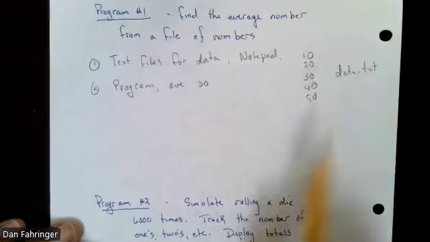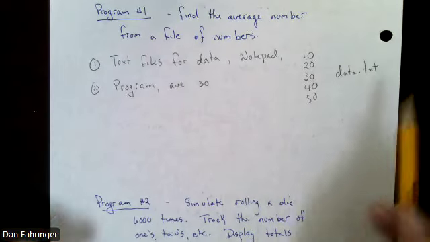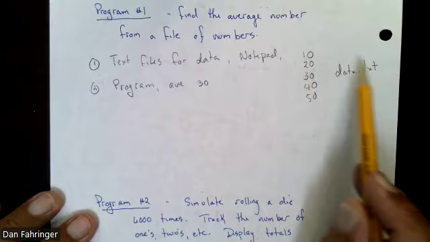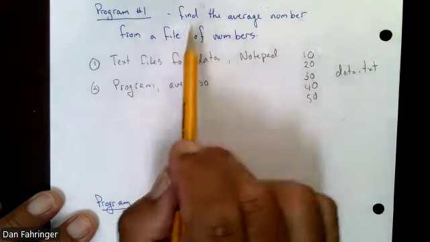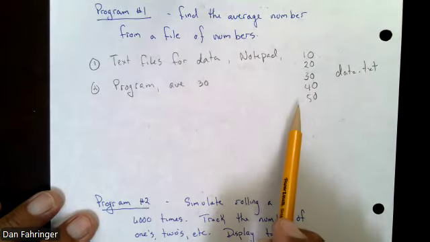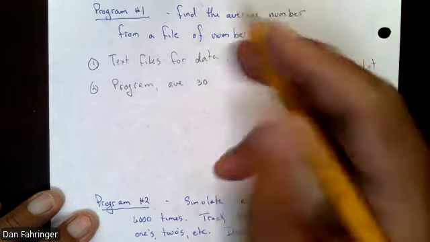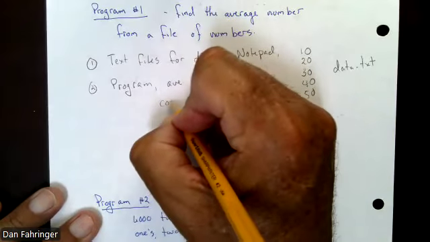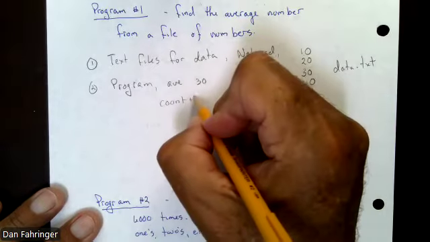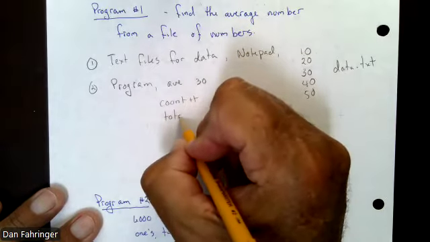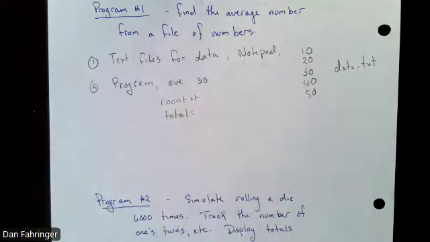Okay. So you've got a little bit of an idea what's going on here. You're going to create the data file and save it. Going to write the program. You are going to read in a number at a time. You're going to have a counter so that every time I read a number in, I add one to a counter. And you're going to have an accumulator, things that we've talked about.